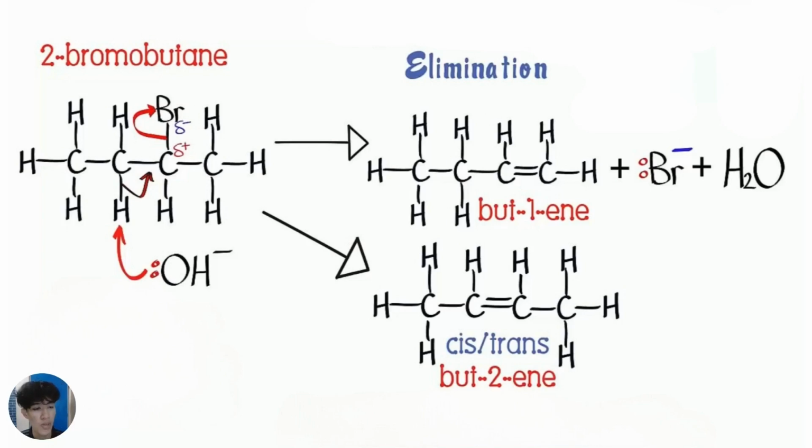So the bromine, now positively charged, can make a new bond with the negatively charged carbon. Here, as you can see, there is but-2-ene and but-1-ene. The new double bond results from the negatively charged carbon and the positively charged carbon. But as you can see here, according to the Zaitsev rule, but-2-ene is the major product, while but-1-ene is the minor product for this process.